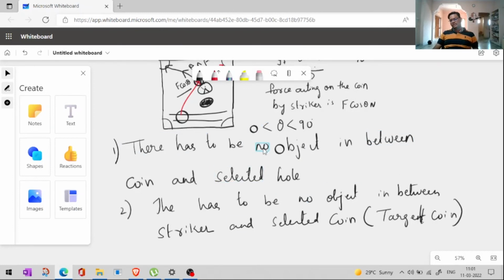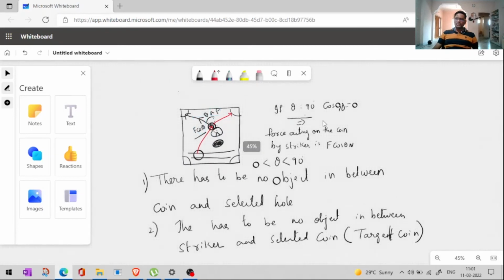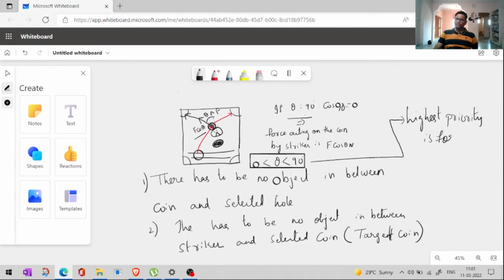Before that, we also need to check whether the angle theta is within range. The first and foremost condition is that the angle has to be between 0 and 90. The highest priority is given to theta equal to 0. What happens if theta equal to 0? Let me draw that one. Let me give a simple example.